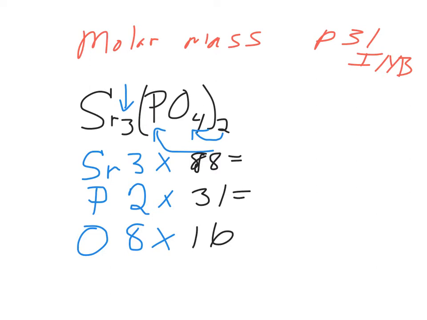How much is that? 274? Okay. All right, now phosphorus is 2 times 31. How much is that? Yep. Oxygen is 8 times 16.